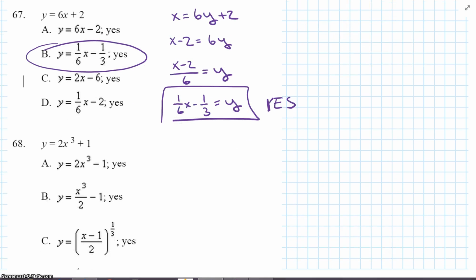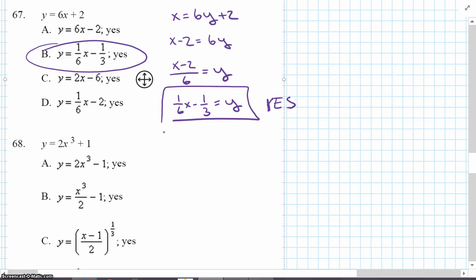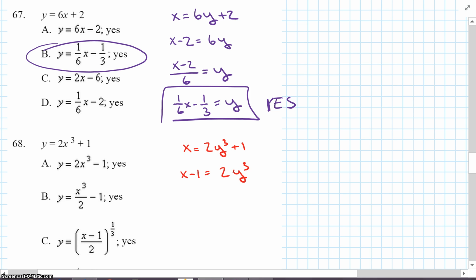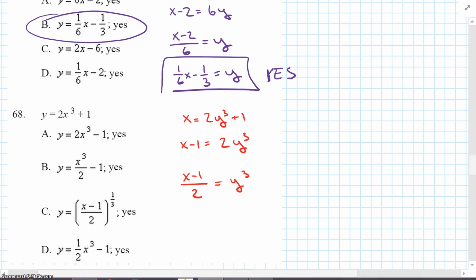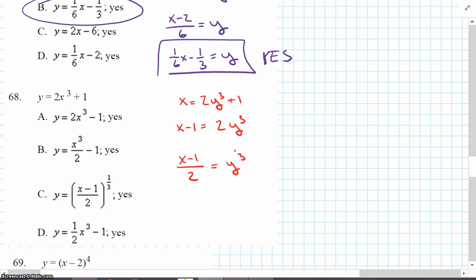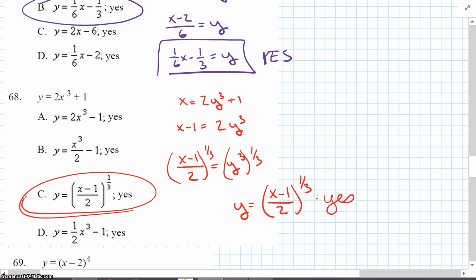Easy enough. Y equals 2x cubed plus 1. Step 1, flip the x and y. So x equals 2y cubed plus 1. Solve for the new y, so subtract 1 from each side. X minus 1 equals 2y cubed. Divide everything by 2, so x minus 1 over 2 equals y cubed. We're going to cube root it, but looking at the answers, they don't really have it that way, so we're going to take everything to the 1/3 power. So I get y equals x minus 1 over 2 to the 1/3 power. Since I have an odd index, yes, it is a function. So the answer is C.